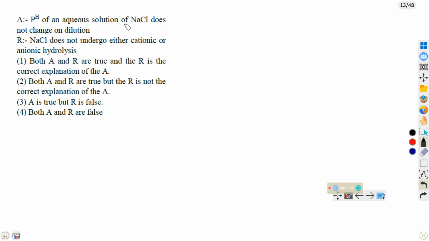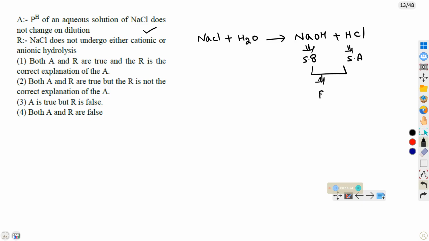pH of an aqueous solution of NaCl does not change on dilution. Assertion correct. Why? Aqueous NaCl undergoes hydrolysis, then it gives NaOH plus HCl. NaOH is a strong base, HCl is a strong acid. Strong acid and strong base are obtained, so pH is equal to 7, fixed. NaCl does not undergo either cationic or anionic hydrolysis. This is also correct. Both A and R are correct, and R is the correct explanation of A.